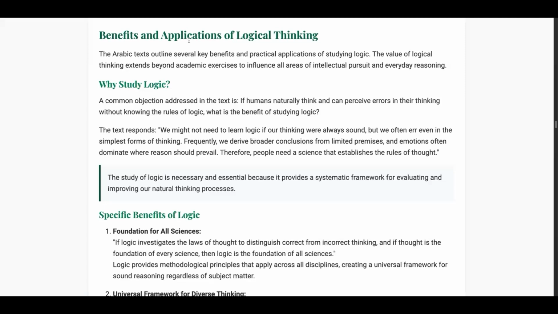So this text that we're going to study in the future says we might not need to learn logic if our thinking was always sound, but of course we're going to err.